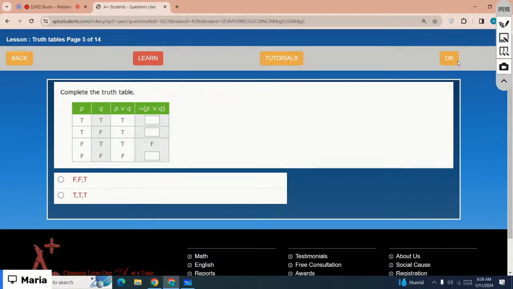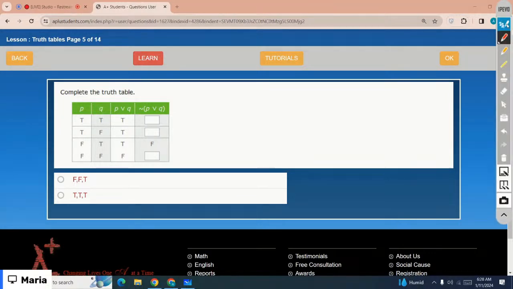Complete the truth table, right? So that is the negation of P or Q. Here is P or Q, right? Negation means if it is true, the answer is false. True, false. True, false. False, true. Just negate. Not of true is false. Not of false is true. So the correct option is option number one, that is false, false, and true.